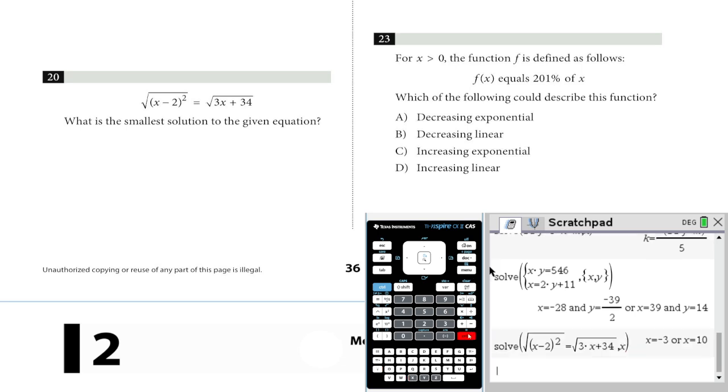And they want the smaller of the two solutions. So here, the smaller of the two would be negative 3. All right.